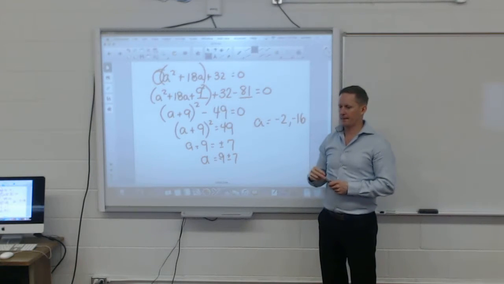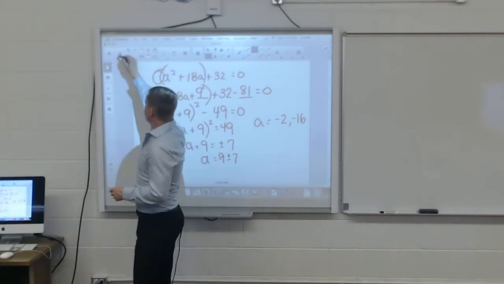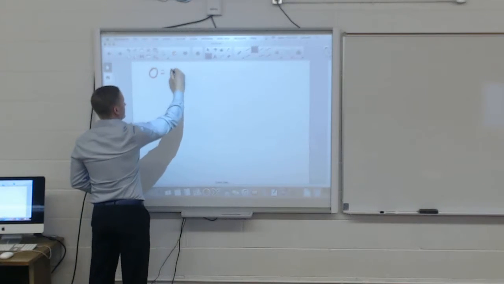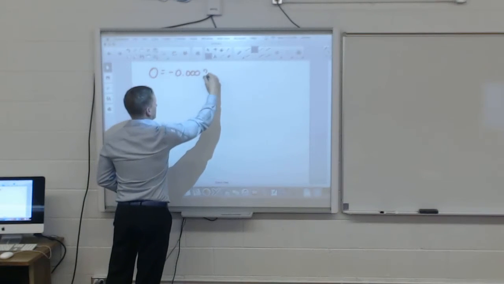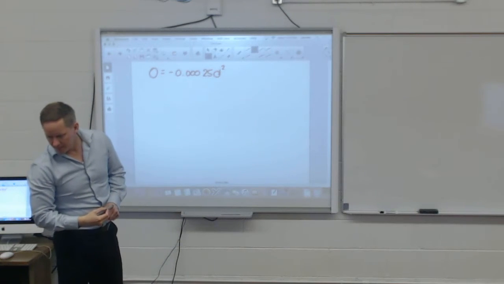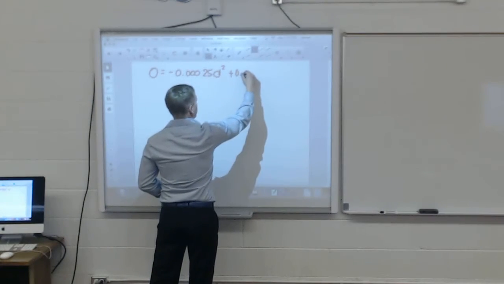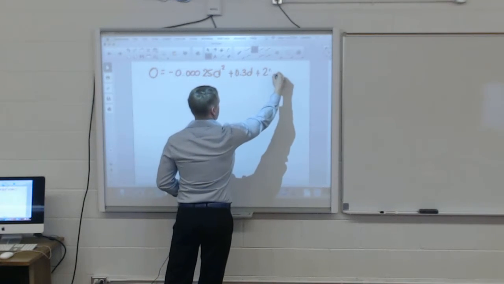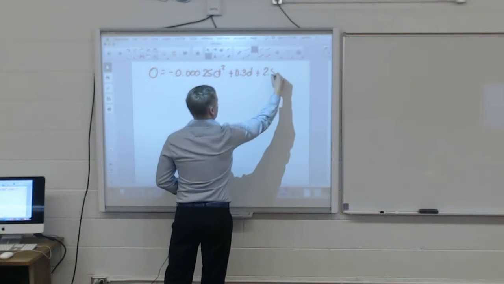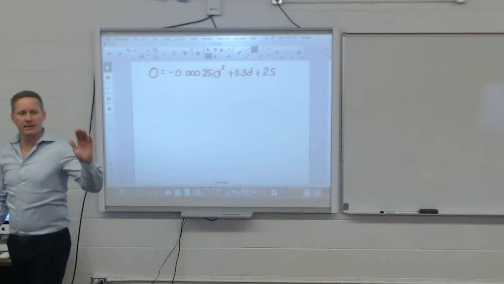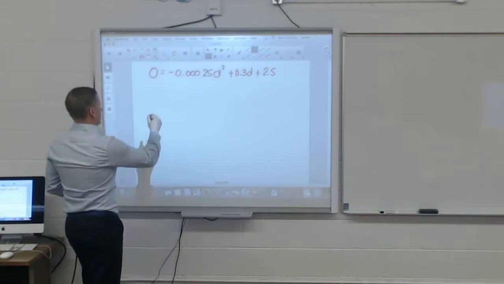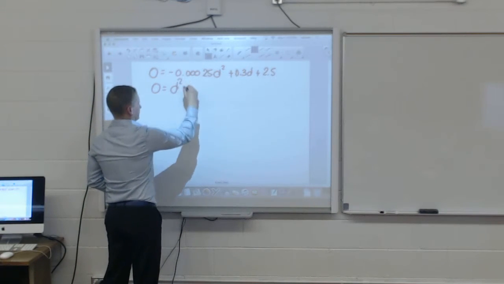So do you divide plus 32 as well, or everything? Let's look at the question. So I'm going to put 0 equals negative 0.00025 d² plus 0.3d plus 25, does that sound right? 2.5. 2.5? Thank you. Okay, so what I'm going to do here is I'm going to divide everything by negative 0.00025. So I'm going to get 0 equals d squared.